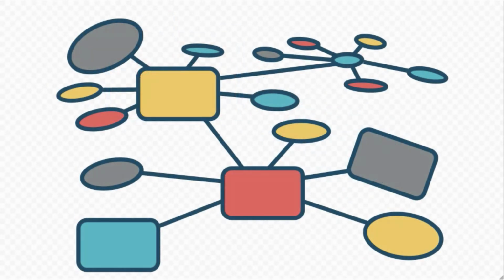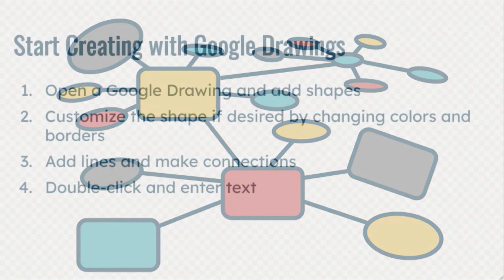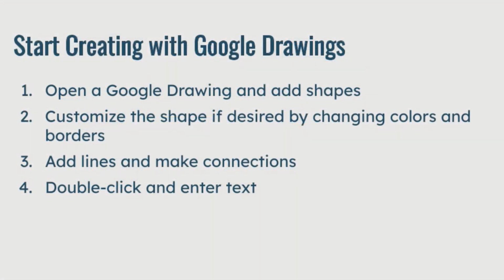Now we're off and running with simple shapes and lines to show connections, relationships, and create loads of materials. Once again, open a Google drawing and add shapes. Customize the shape if desired by changing colors and borders. Add lines and make connections.